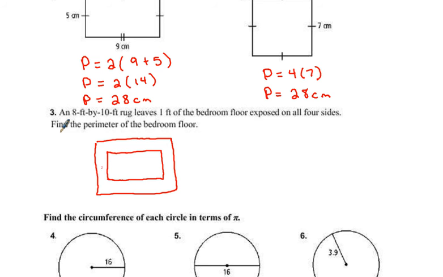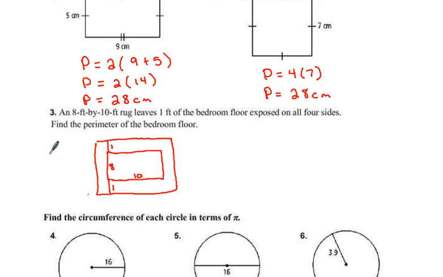So we have a rug, okay? It's an 8 by 10 rug. Let's start with that. So the rug is 8 feet by 10 feet. Okay, that's the first thing. You have a 1 foot border all the way around on all 4 sides. This is where people mess up. It's 1 foot all the way around. So this is an extra foot going this way. This is an extra foot going this way.